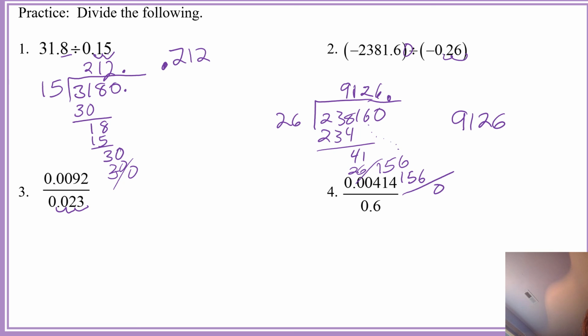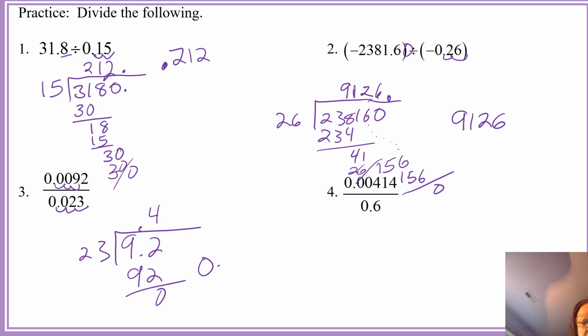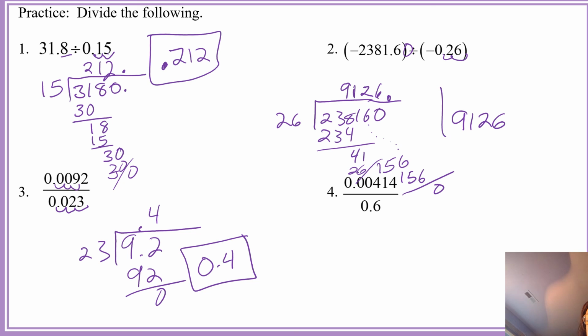2, 3, 1, 2, 3. So I have 9.2 divided by 23. 23 goes into 92 4 times. Yeah, that's exactly 92. So my answer on this one is 0.4. Sorry, I wasn't boxing my answers.